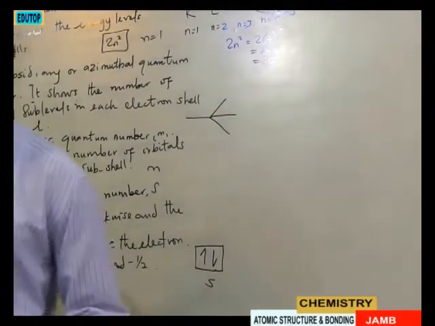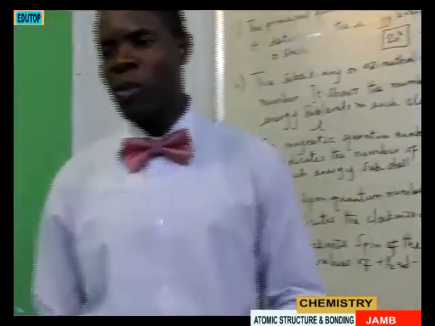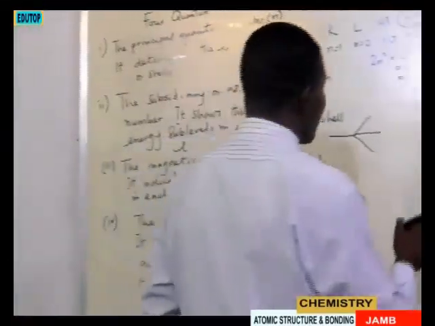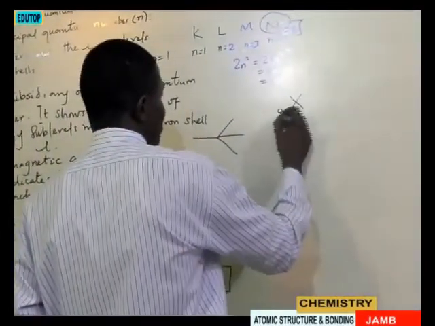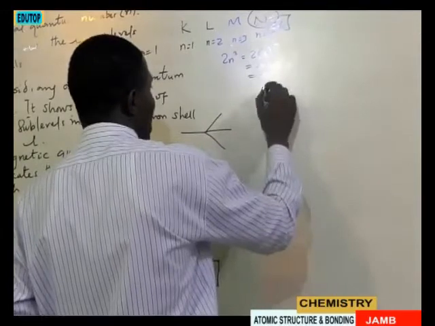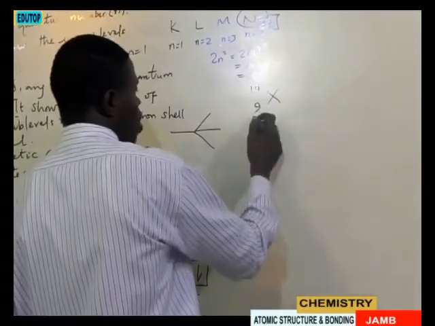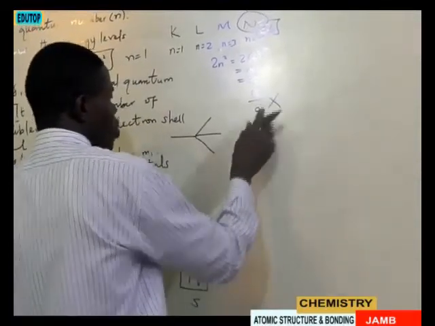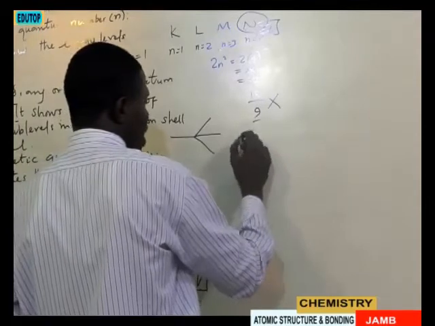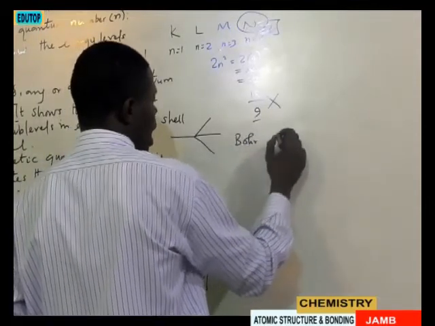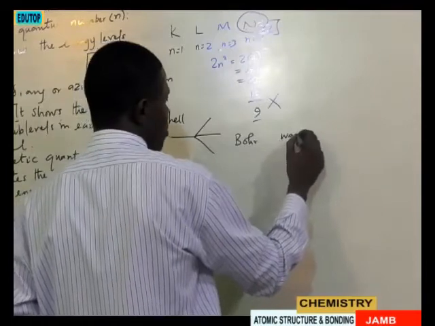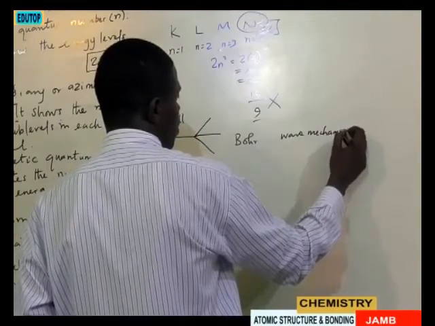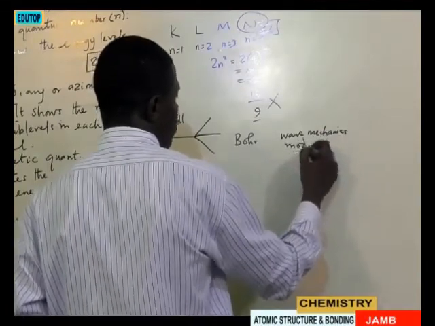So let's talk about some other concepts as far as atomic structure is concerned. We are talking about electron configuration. So if you are given, let's say, an element X with 9 and 19, so the atomic number is 9 and the mass number is 19, and the question asks us to write the electron configuration of this. We can write the electron configuration in the Bohr model and the wave mechanical model.